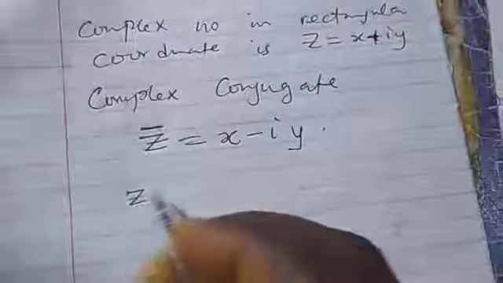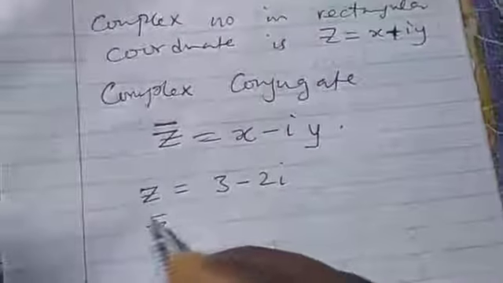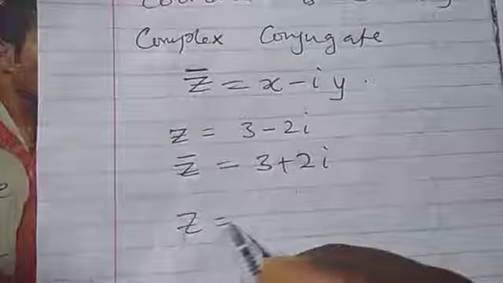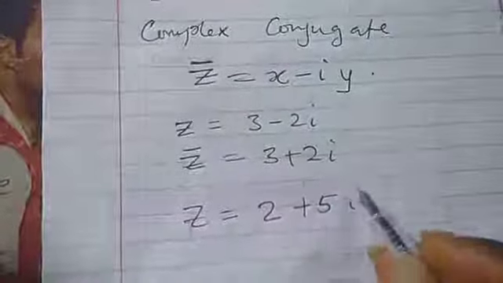So that means if you have z to be 3 minus 2i, then the conjugate, which is z bar, will become 3 plus 2i. If you have z equal to 2 plus 5i, then the conjugate will be 2 minus 5i.